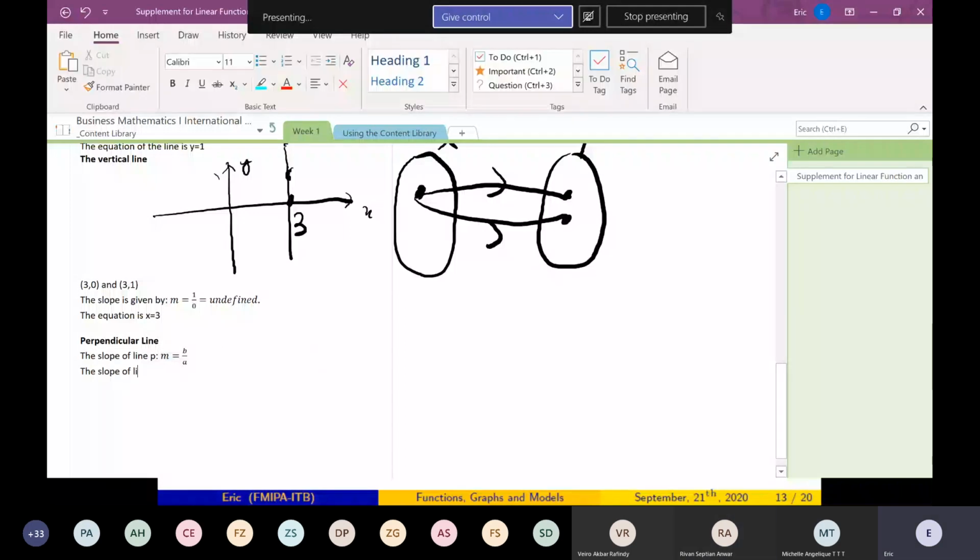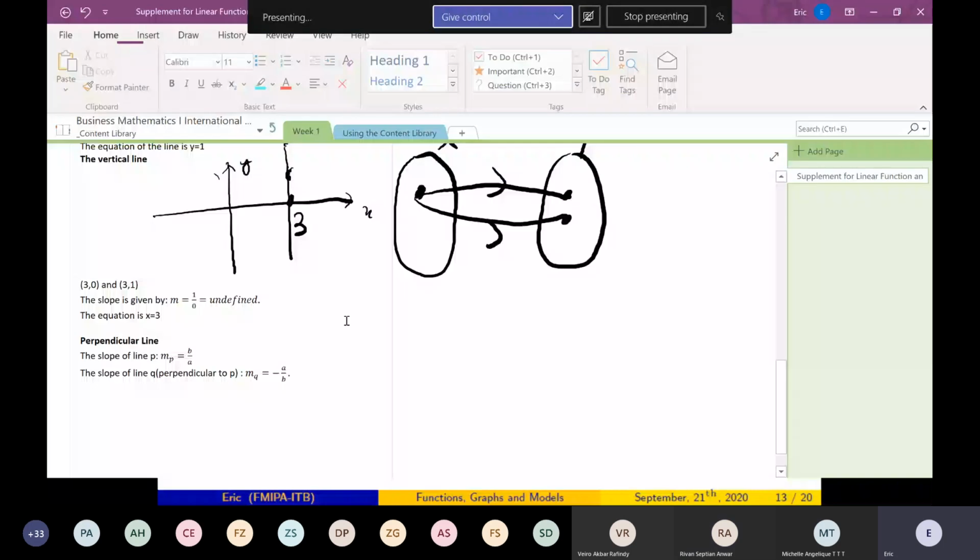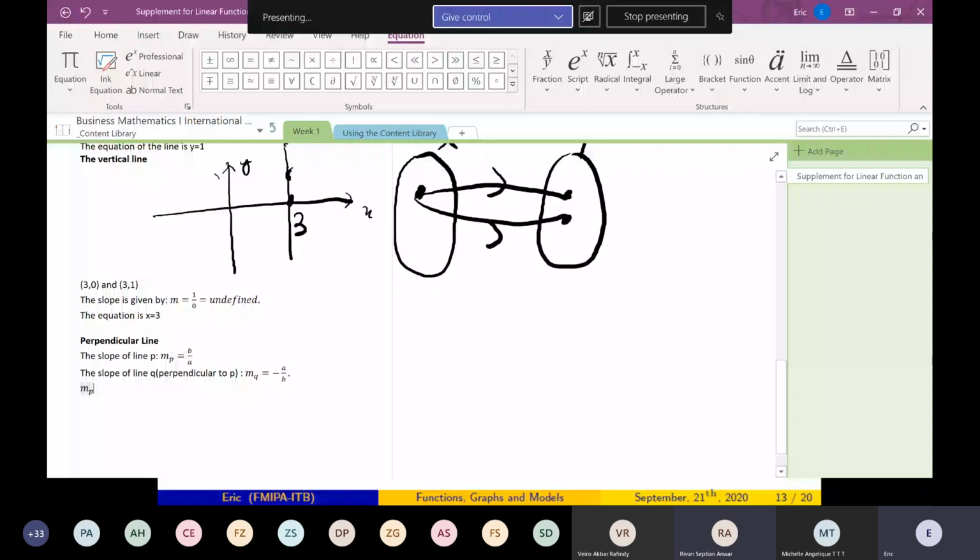The slope of line Q, perpendicular to P. Perpendicular to P is, maybe this is MP, and this is given by MQ, and this is given by minus A divided by B. Okay, so I have MP times MQ, which is B over A times minus A over B.